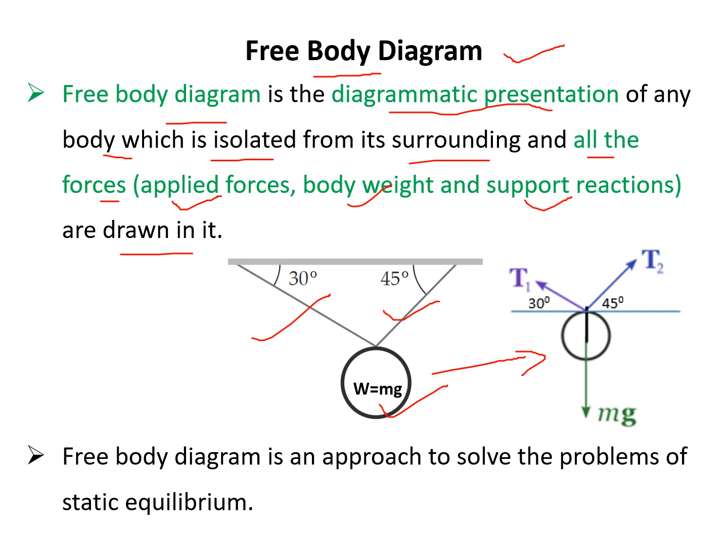Then we have to draw all the forces. All the forces means the applied force, the body weight, that is mg, and the support reactions. So both strings will support it by some reaction, and in a string the reaction is in the form of tension. So in the first string, that support reaction in the form of tension is, suppose, T1, and the second string also gives support in terms of tension, suppose T2. So now we present all the forces on that isolated body and we label the diagram. So this is the free body diagram, and that is an approach to solve the numericals or the problems of static equilibrium.